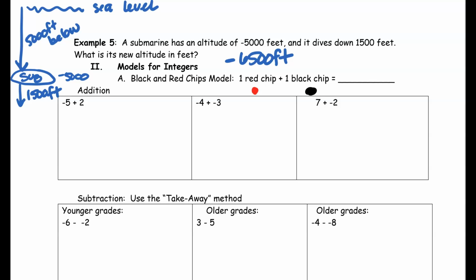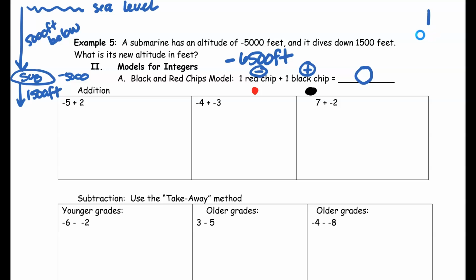The other way to draw them would be to just use pluses and minuses. So instead of red, you could just draw a minus sign, and then black would be a positive, and you could draw them like that in case you don't have the different colors or don't want to bother with them. So the main idea though is if you combine one red and one black, or one negative and one positive, you're going to get 0.